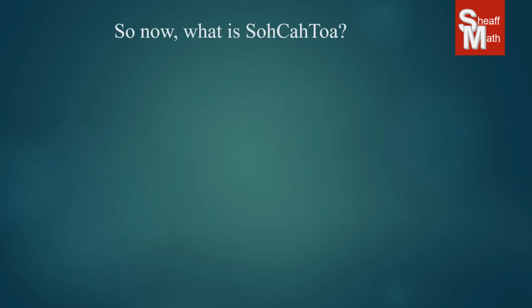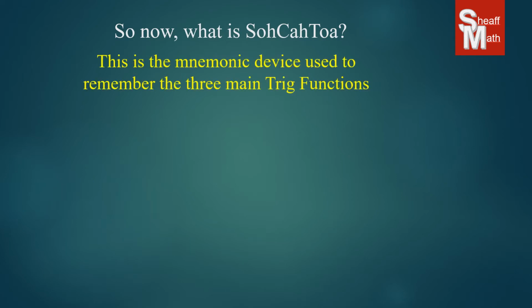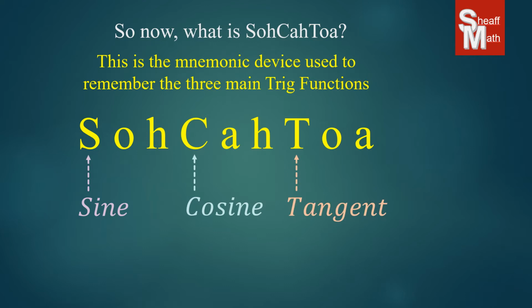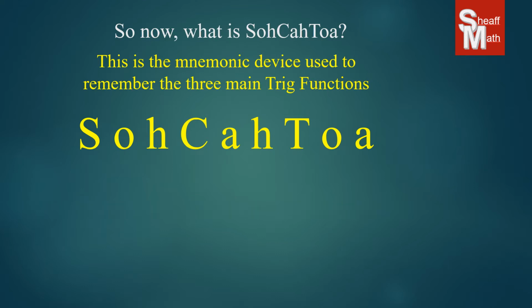So now, what is SohCahToa? As I kind of talked about, it's a mnemonic device used to remember the three main trig functions. It's spelled like this, and each letter represents something. The S represents sine, the C represents cosine, and the T represents tangent. Those are the three main trig functions, but we're going to look at them individually.